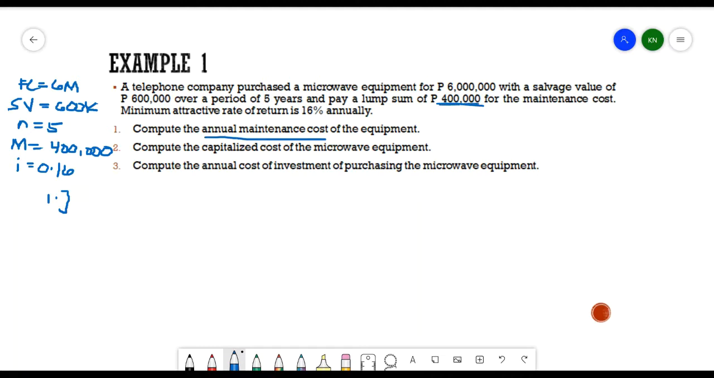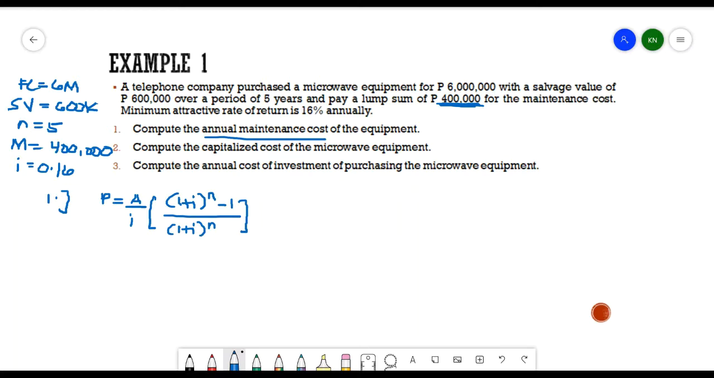The given here is the lump sum amount of the maintenance cost. However, we need to find the annual maintenance cost. So we need to use the annuity formula. We have P equal to A over I multiplied by 1 plus I raised to N minus 1 all over 1 plus I raised to N. If you can remember, this is our ordinary annuity formula.